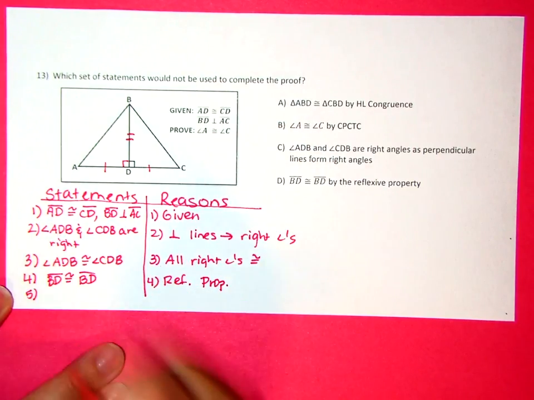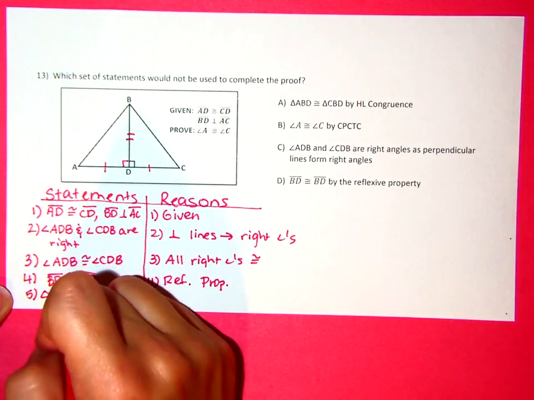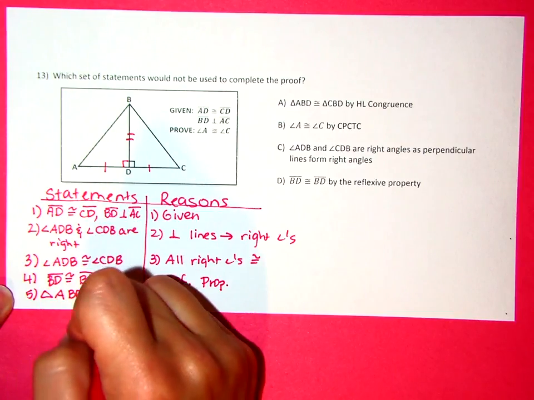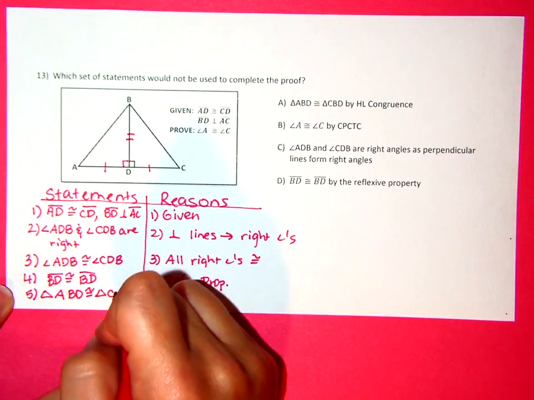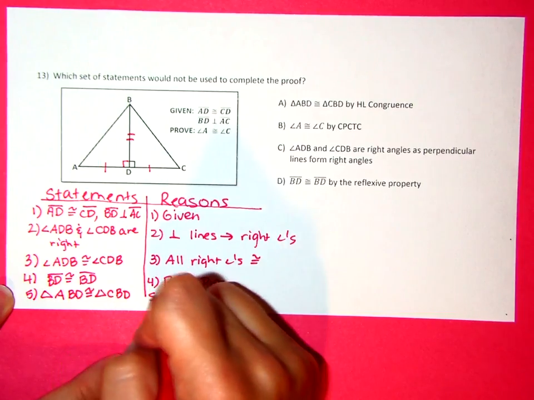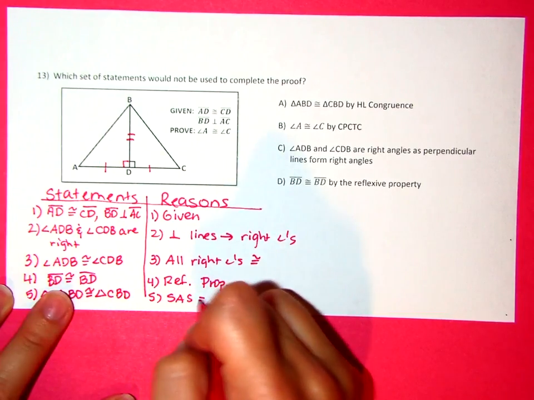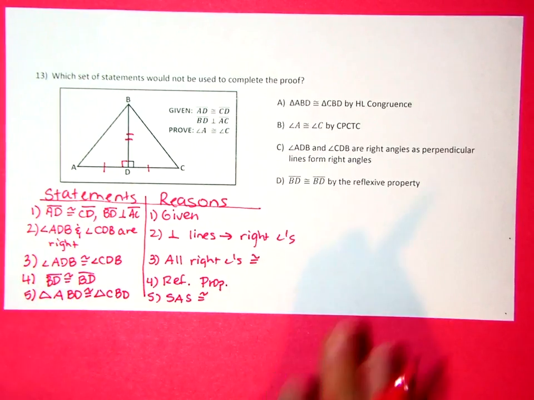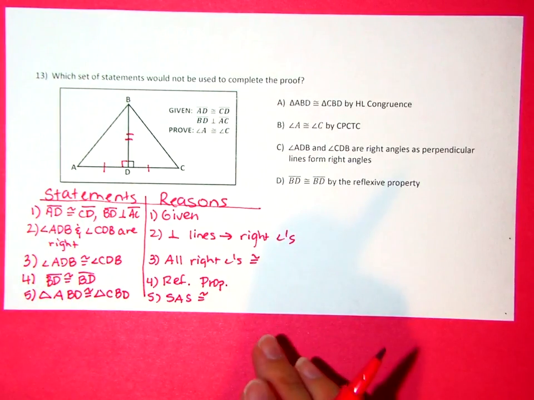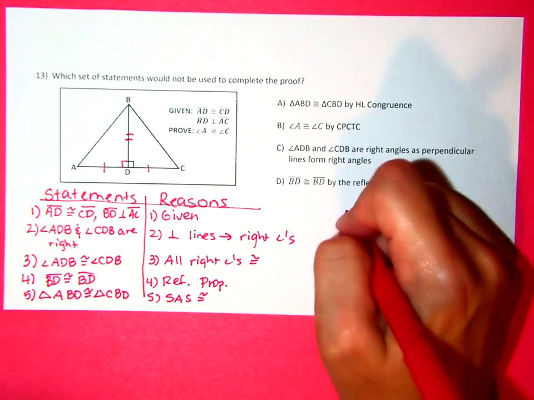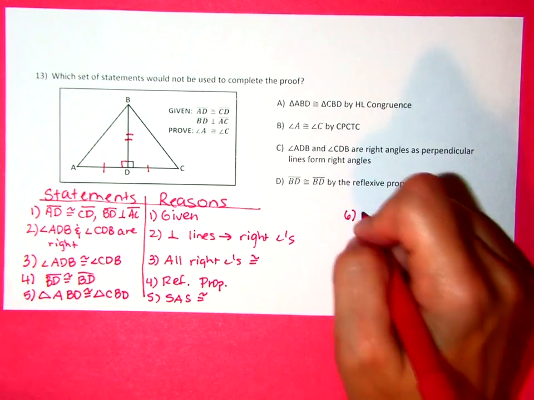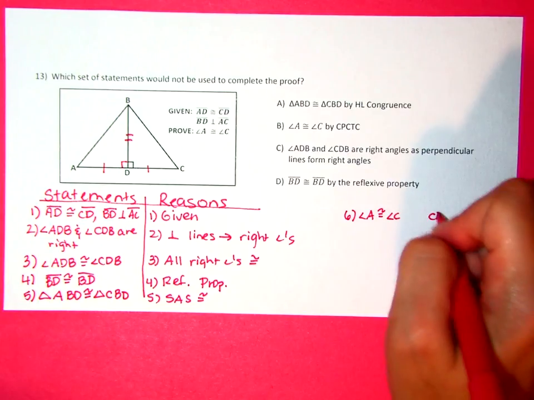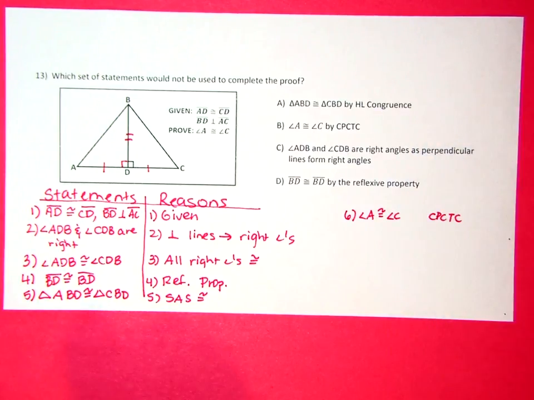So now I could finally say that triangle ABD is congruent to triangle CBD, and the reason would be SAS congruence, because we had side, angle, side. It's important to use the congruent symbol so we know we're talking about congruent triangles and not similar triangles. And then my number 6 step, I could finally say angle A is congruent to angle C, and the reason would be CPCTC. So that's the full proof.